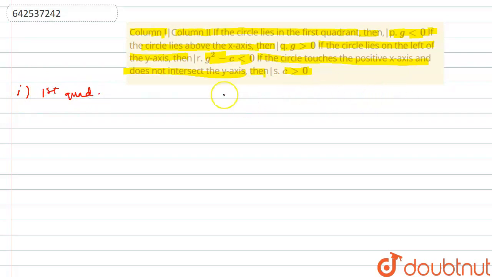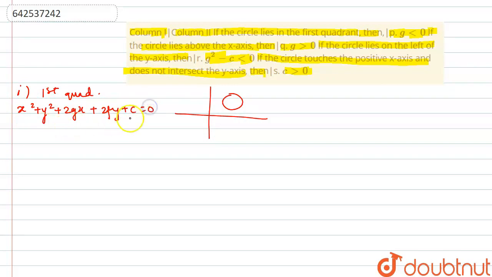If the circle lies in the first quadrant, let us draw a diagram and assume the equation of the circle as x square plus y square plus 2gx plus 2fy plus c equal to 0. This is the general equation for a circle, and the center will be at minus g comma minus f. If this circle belongs to the first quadrant, then the coordinates of its center must be positive, therefore minus g must be greater than 0, which implies that g should be less than 0. Similarly, minus f should be greater than 0, or f should be less than 0.